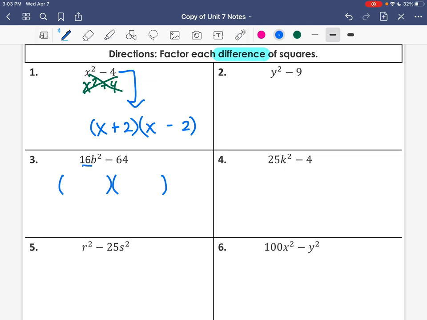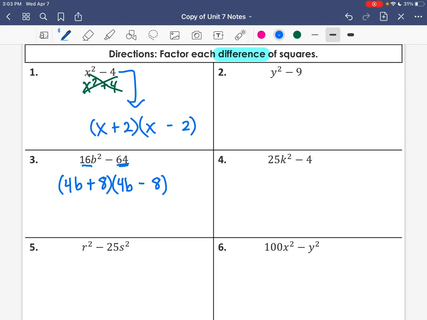And then I look at this first number. So that would be 4 and 4. 4 times 4 is 16. Then I have b and b, because b times b is b squared. Then I look at the second number. I'm going to have 8 and 8, because 8 times 8 is 64. 1 is plus, 1 is minus. I'm done. That's all you have to do.